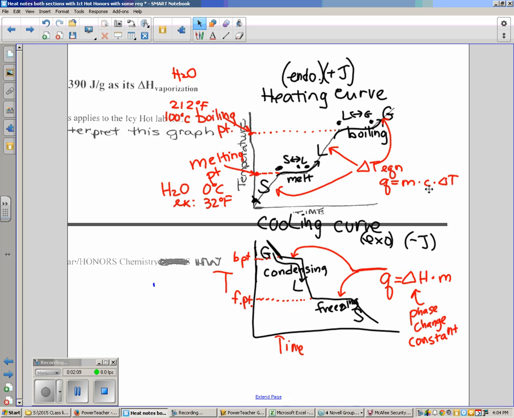Each chemical has a different constant. You could have different temperature changes in the liquid, different temperature changes in the gas, different temperature changes in the solid. But that's a visual, qualitative understanding of what that math is all about.